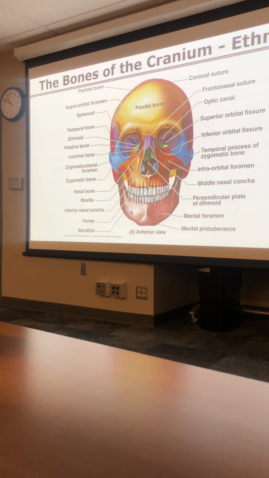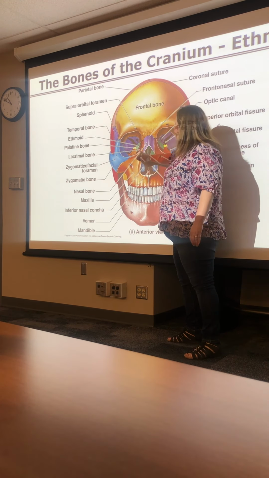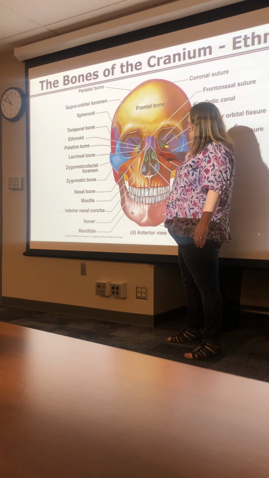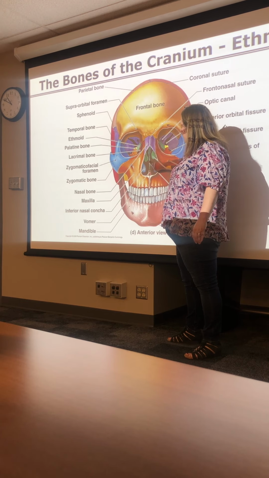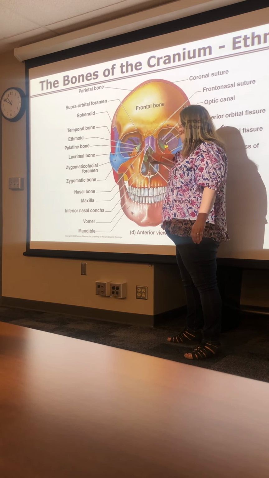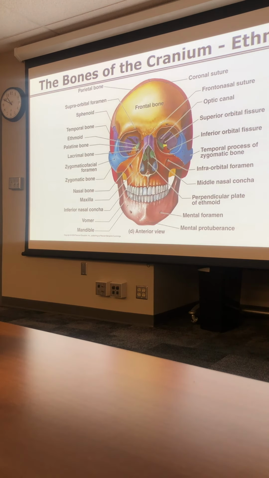So if we go looking for the ethmoid bone from this view, we can find a little bit of the ethmoid bone here in the orbits. So it's one of the 7 bones that are making up the orbits. You can see it's the perpendicular plate of the ethmoid bone here. These are the middle nasal concha, and the superior nasal concha will be way up inside of the skull.